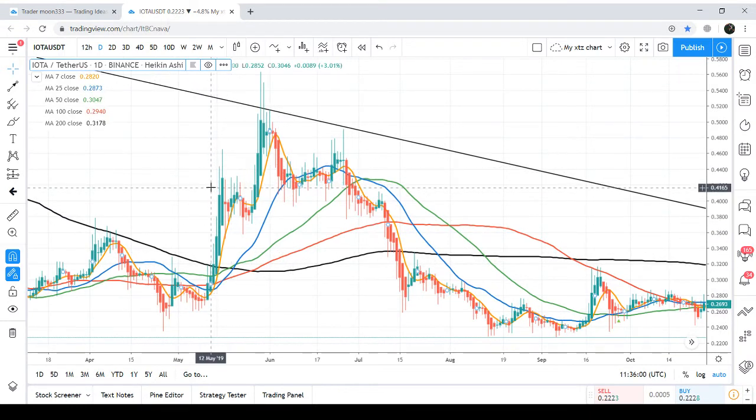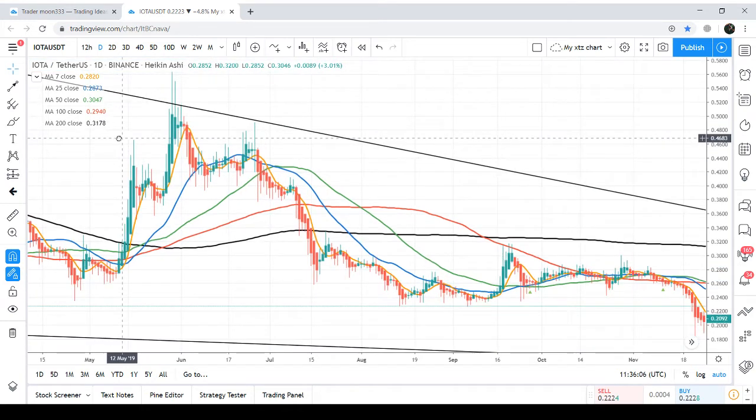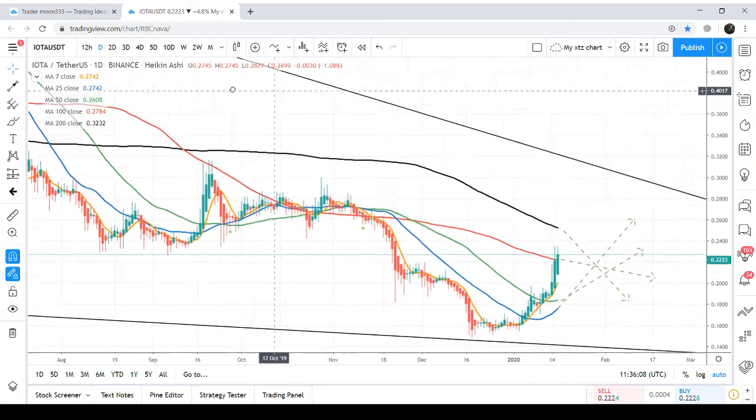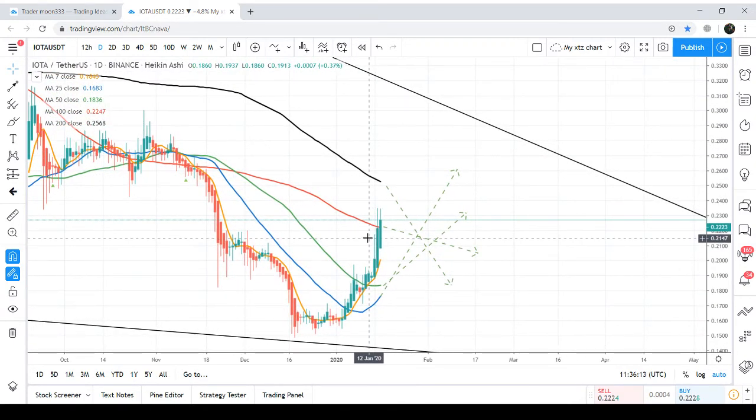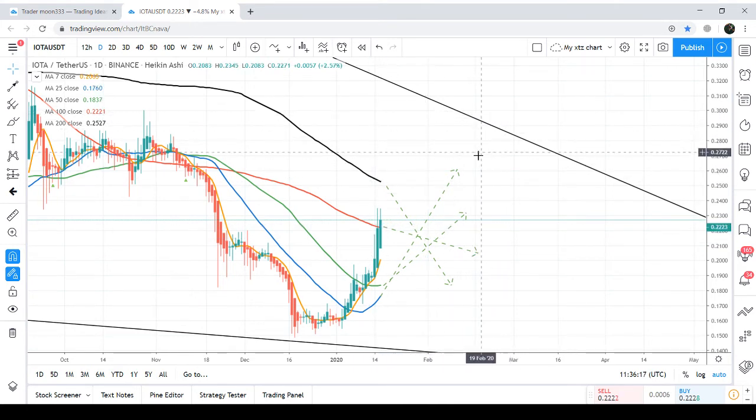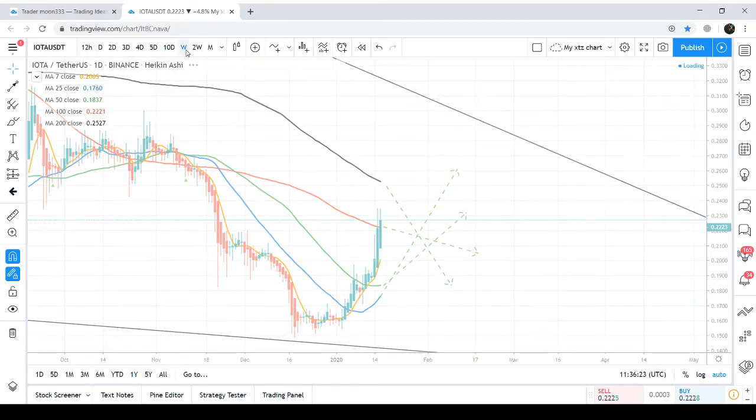Whenever the alligator mouth of the moving averages opens, the price action takes a very powerful bullish divergence. But this time we have strong chances that the price action may have a breakout from the upper resistance of this falling wedge. All right, now let's move to the week chart again.